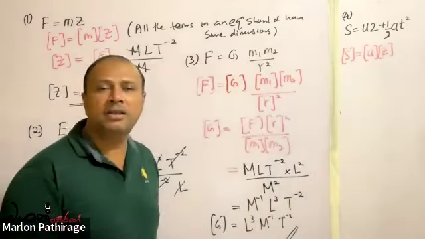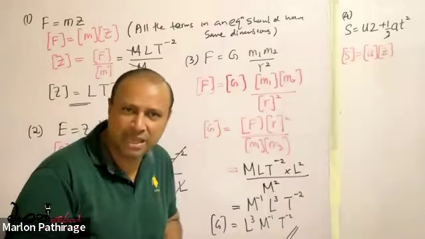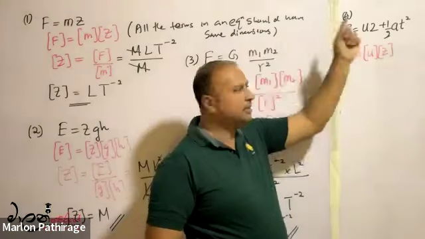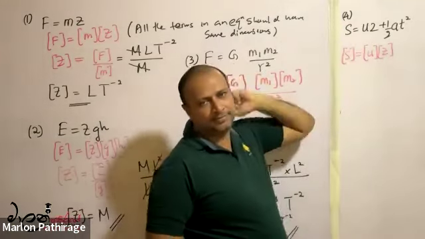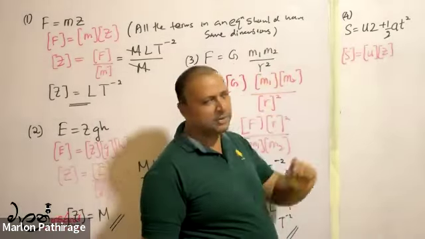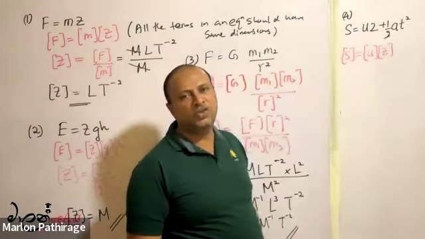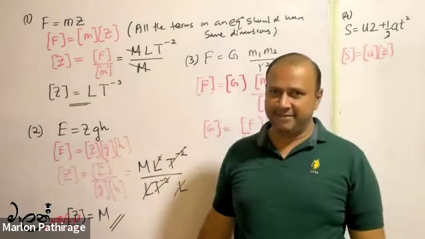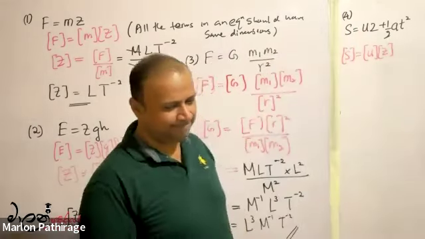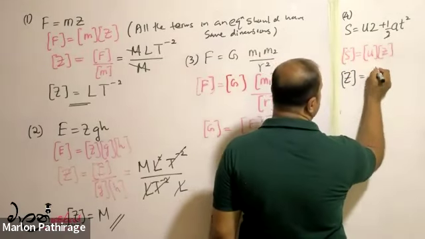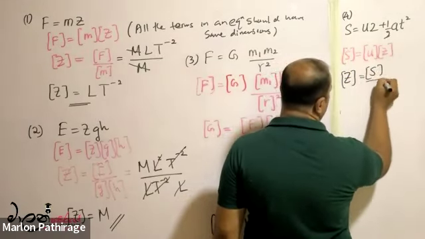Because all the terms in an equation should have the same dimension. Now this is a term, this one is a term, this is a term, this is a term. Therefore, the dimension of S should be equal to the dimension of U, is it? Is that clear? Therefore, the dimension of Z is equal to the dimension of S over the dimension of U.